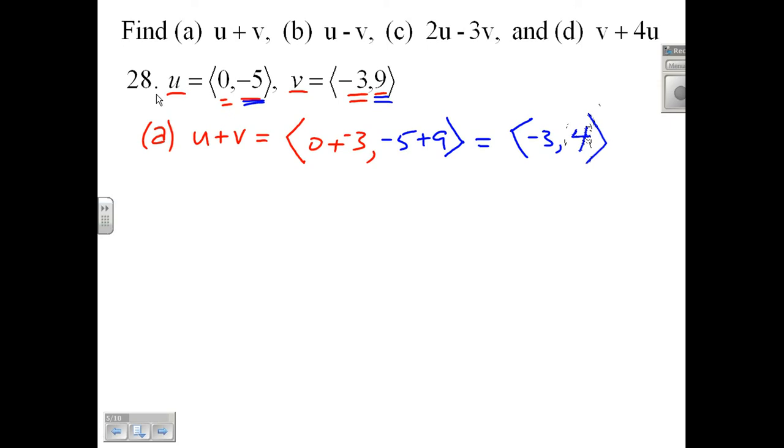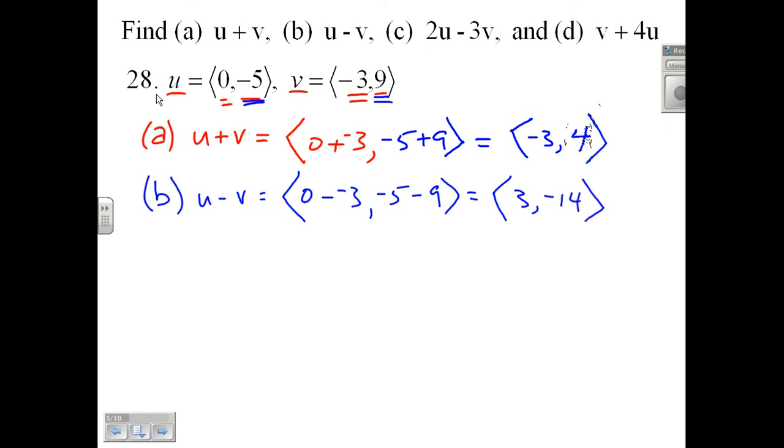Okay. Not much to it, and probably exactly what you would suspect. So probably no way you would miss b, which asks for u minus v. Our x component is 0 minus our other x component, negative 3. Our y components are negative 5 minus our other y component, 9, for a resultant vector of positive 3, negative 14. Easy as could be.